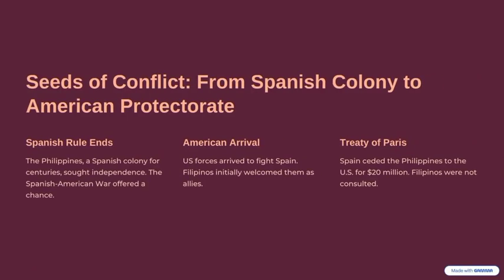Spanish rule ends. American arrival. Treaty of Paris. The Philippines, a Spanish colony for centuries, sought independence. U.S. forces arrived to fight Spain, and the Filipinos initially welcomed them as allies. Spain ceded the Philippines to the U.S. for $20 million. Filipinos were not consulted, as the Spanish-American War offered a chance.